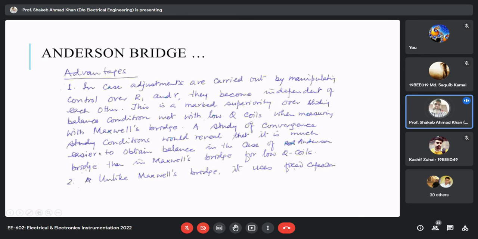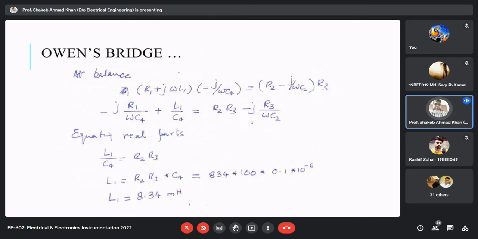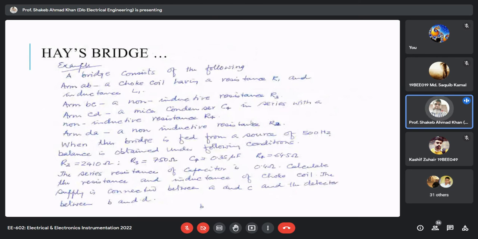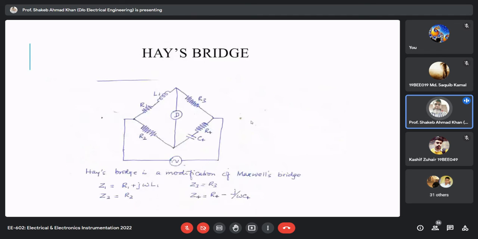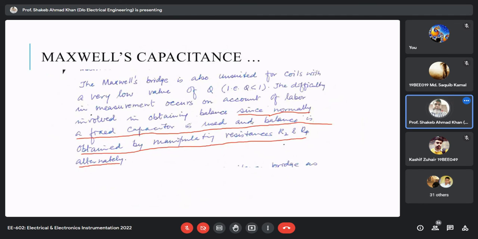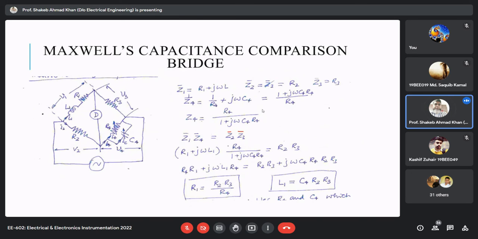So you can say that Maxwell's bridge is not good for the low Q coil also, because of the issue here. Since normally fixed capacitance is used and balance is obtained by manipulating R2 and R4 alternatively. When you are making R2 and R4 variable, then the sliding balance problem will occur, and for the low Q coil this sliding balance problem will be more pronounced. So for low Q coil, with R2 and R4 as variable, it is very difficult to balance the bridge because of the sliding.